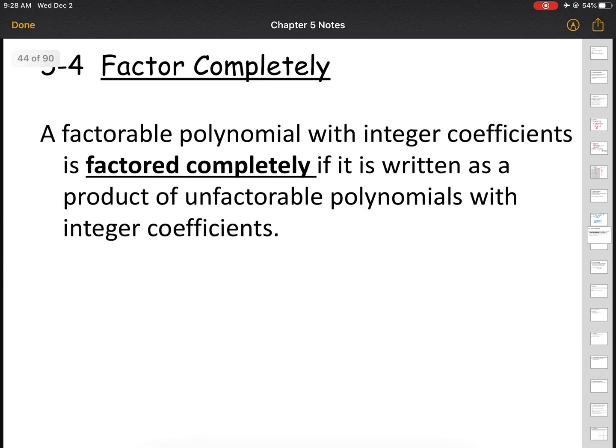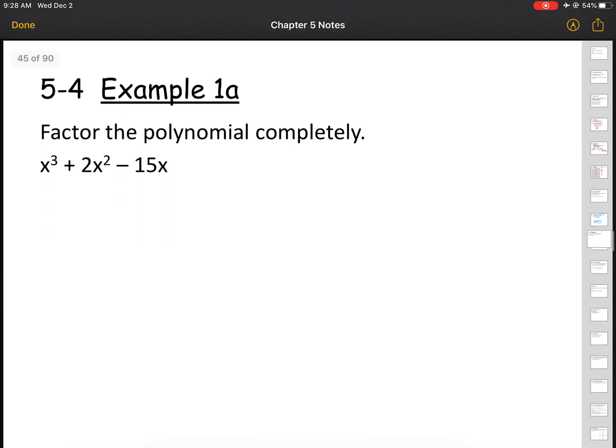But if we want to factor completely, a polynomial with integer coefficients is factored completely if it is written as a product of unfactorable polynomials with integer coefficients. So we're going to look at how we can factor some polynomials completely. For example, the first thing I want to do is look across my terms in my polynomial and see, can I factor out a common factor?